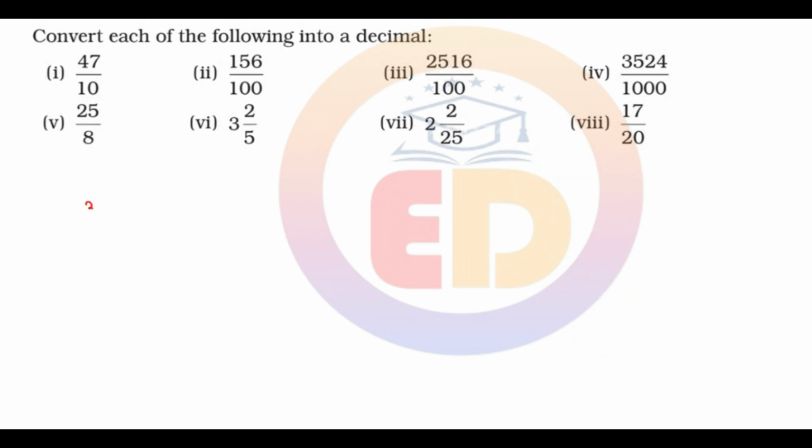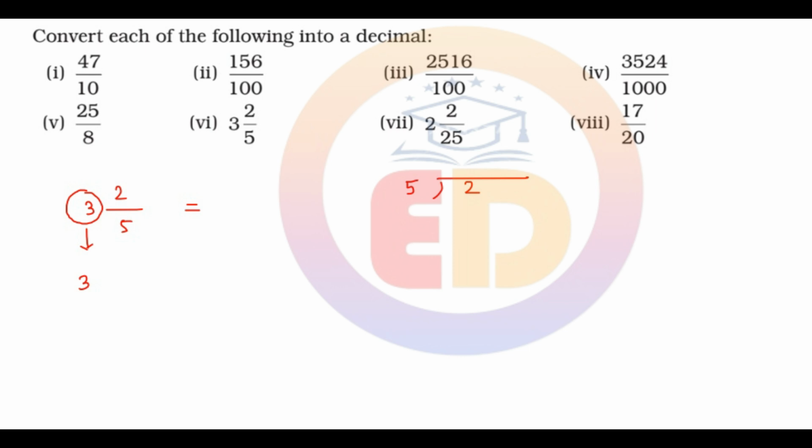3 whole 2 upon 5 to be converted to a decimal. Now remember, in 3 whole 2 upon 5, 3 is the whole number part. Don't touch it. Keep it as it is. And we will only divide 2 upon 5. And later we will write them together. Let's divide 2 by 5.